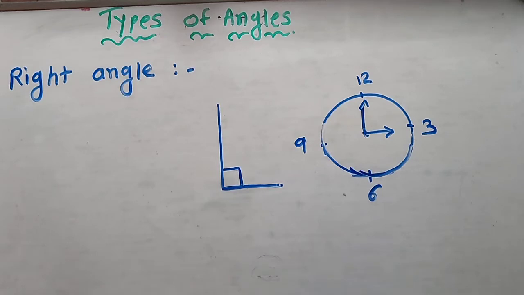In the last session, we discussed the measurement of angles, and how to measure an angle with the help of a protractor. Okay, so today we will see the different types of angles. The first is the right angle.